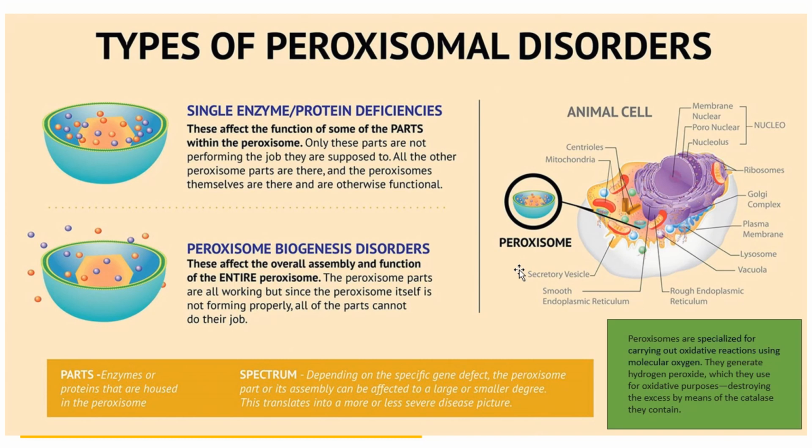You can see this one clearly, the peroxisomes. Sometimes these peroxisomes are also affected. How? If it is a single enzyme or protein deficiency, this will affect only a certain part of the peroxisome. But in a peroxisome biogenesis disorder, this affects the overall assembly and function of the entire peroxisome. At that time all the parts are affected and not performing properly, and all the parts cannot do their jobs, so that syndrome occurs. So if a single enzyme is affected, only some part is affected, but if it is completely affected, it leads to that disorder.